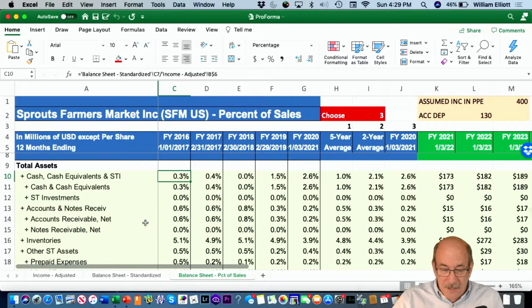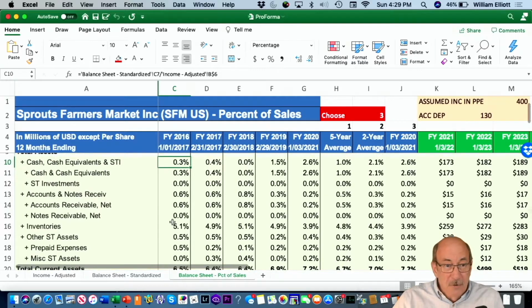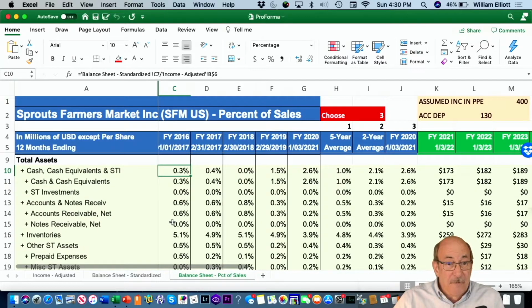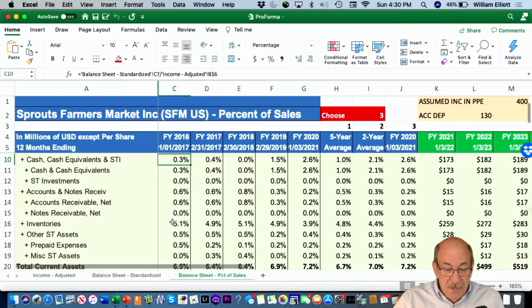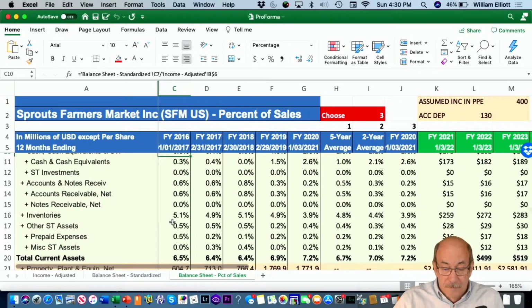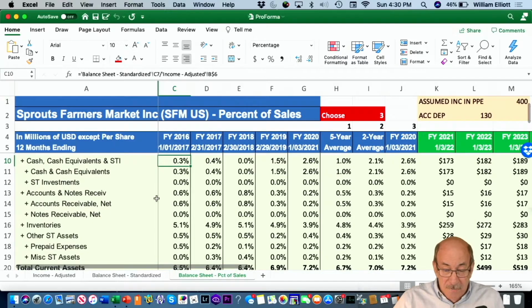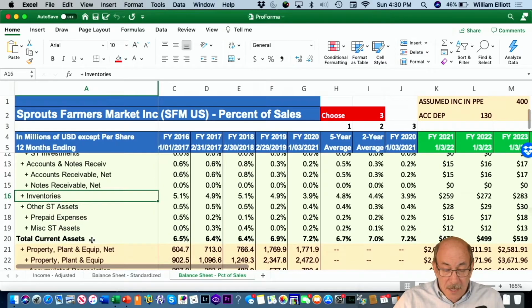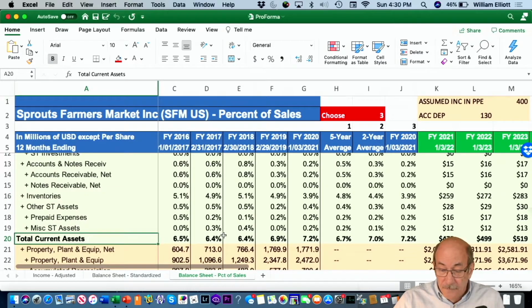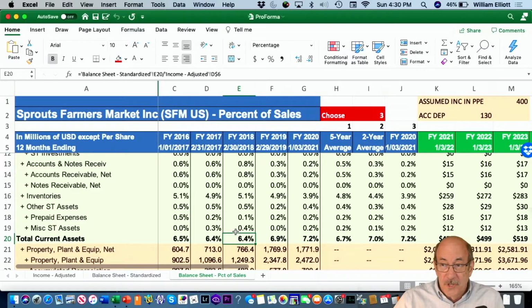All right. So what I've done is I've shaded all of the accounts a light green where I was computing those as a percent of revenue. So these are my current asset accounts, right? So I've got cash, I've got accounts receivable, I've got inventory, and then I've got a total for the current assets down here. And so depending upon the year, they vary from 7.2% down to 6.4%. And remember, this is of revenue, of sales, not of assets.